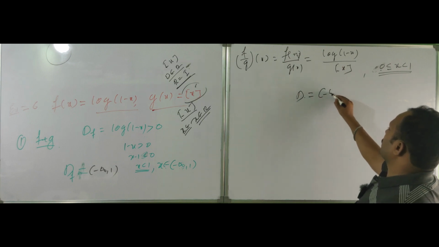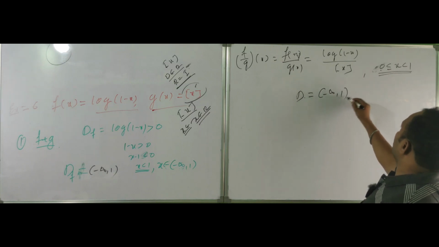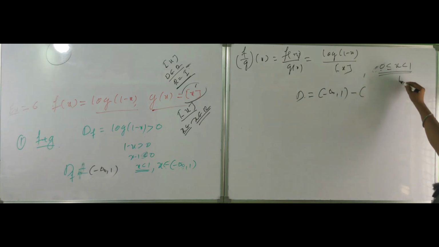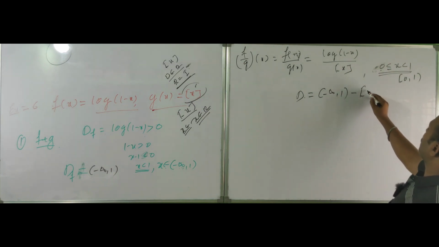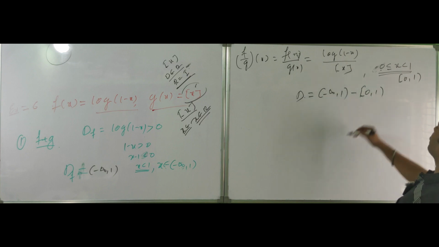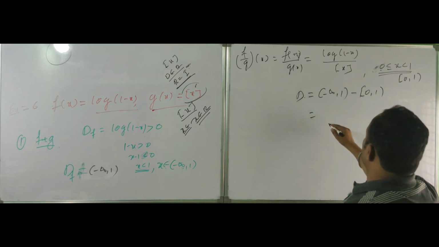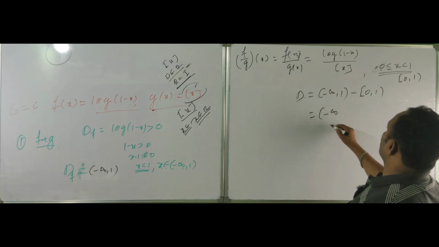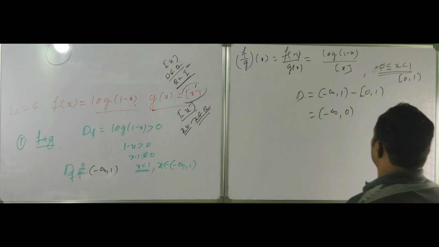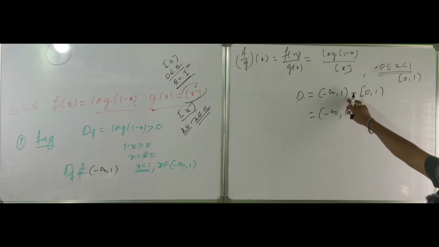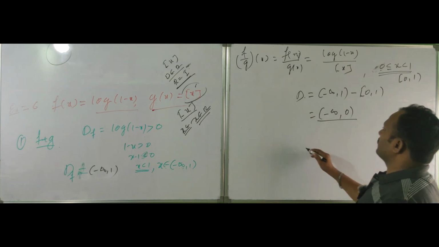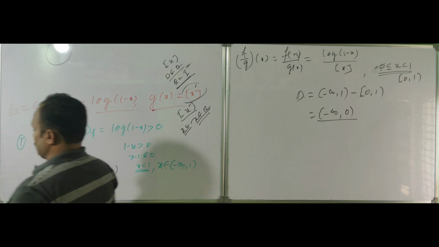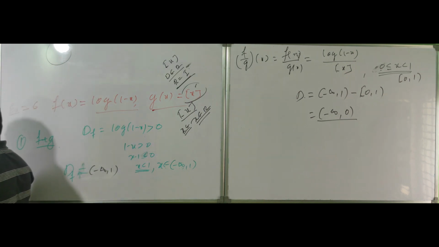Minus infinity to 1, minus 0 to 1. You should give all the common elements. 0 is there, 1 is there. So the domain becomes minus infinity to 1, minus 0 and 1, and g of x is equal to 0.